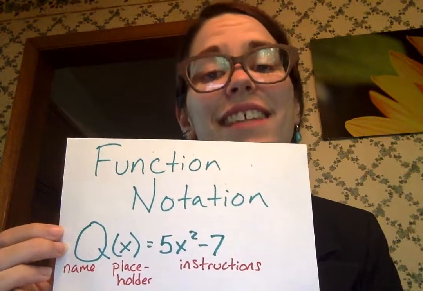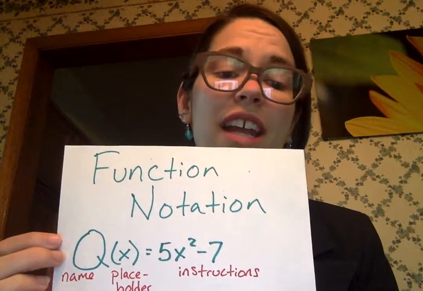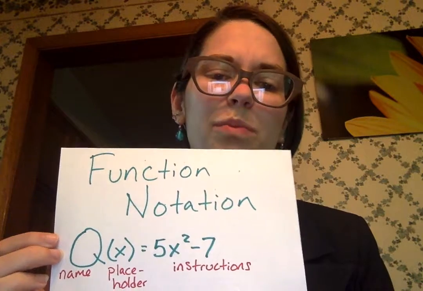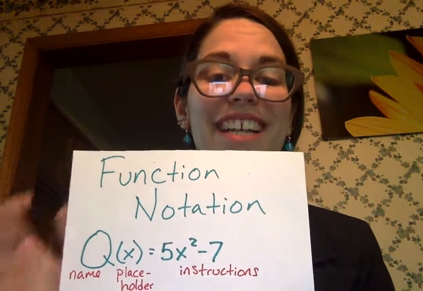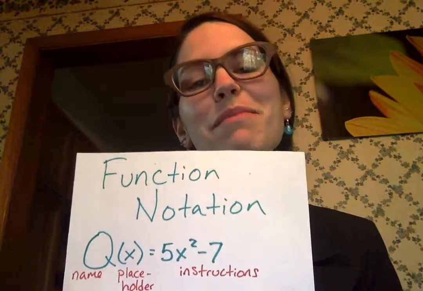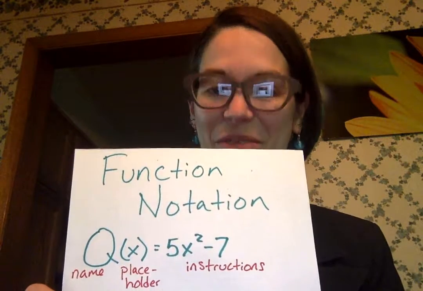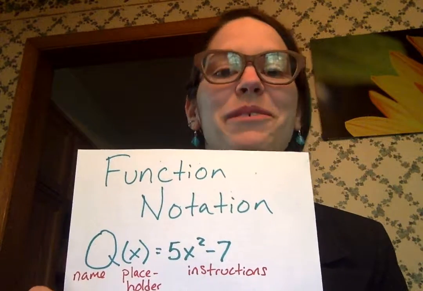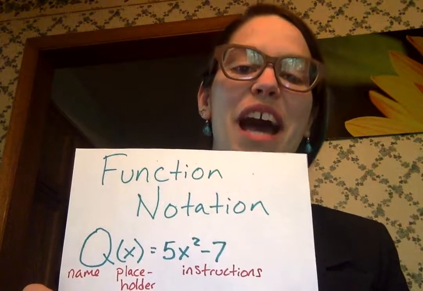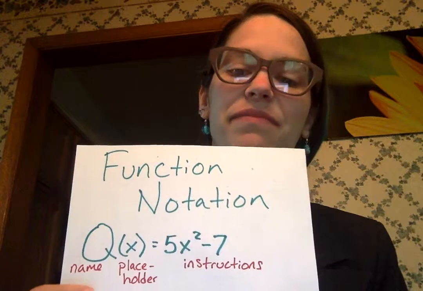Q, as I said, is its name. I could have named it anything I wanted. I could have named it Esmeralda. It just would have taken more paper every time I wanted to introduce it. So since mathematicians are generally lazy, we go with little names like Q, or usually F or G or H. Those are the most common names for functions.